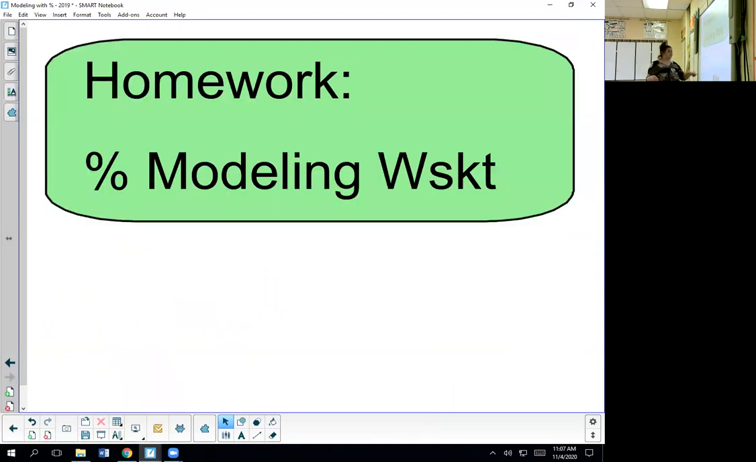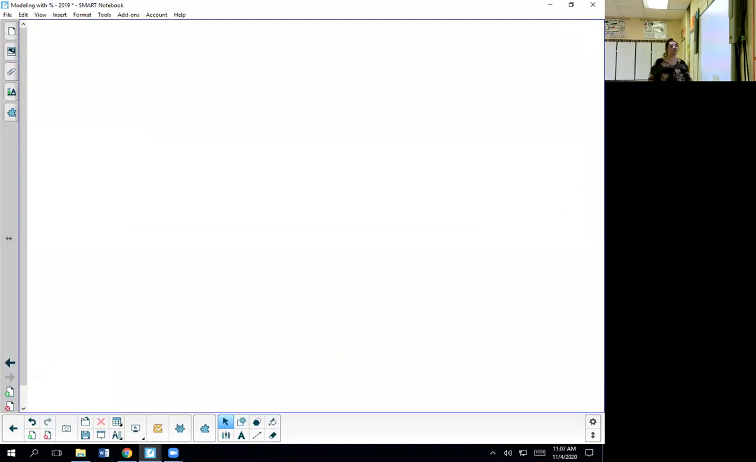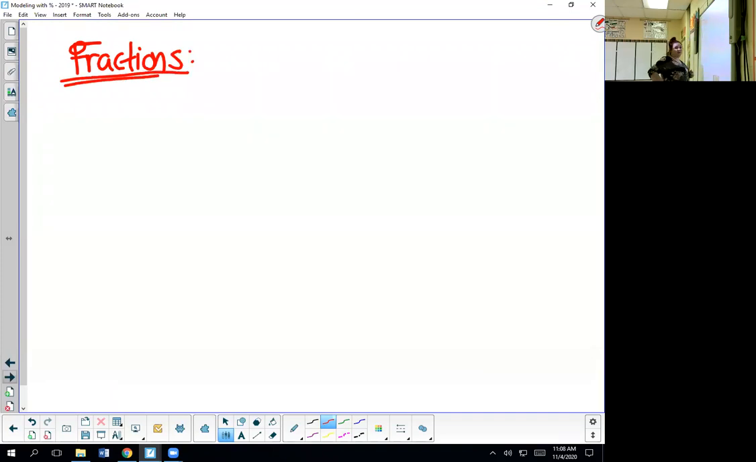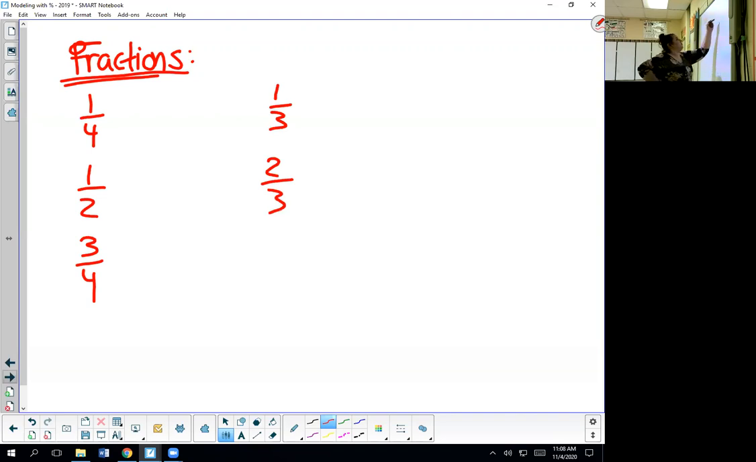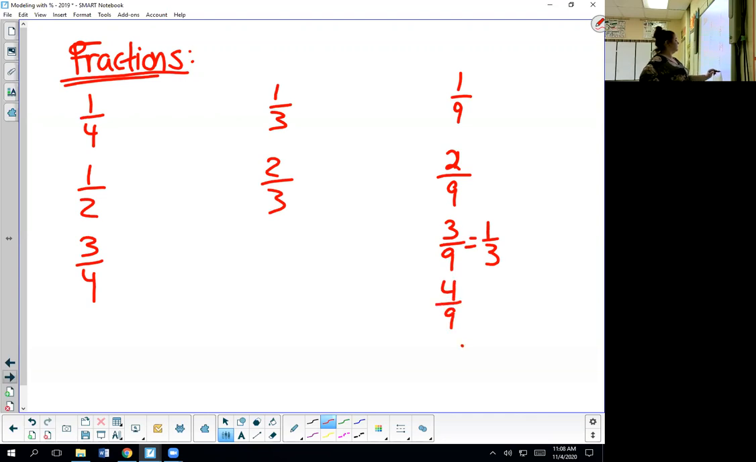So I don't have this on here, but I always want to tell my kids this. I have a little trick. The fractions that I think are very, very important to memorize, and I know I hate saying the word memorize, but very important, are 1/4, 1/2, and 3/4. It's your 1/3, 2/3, and any number that's over 9. Okay?